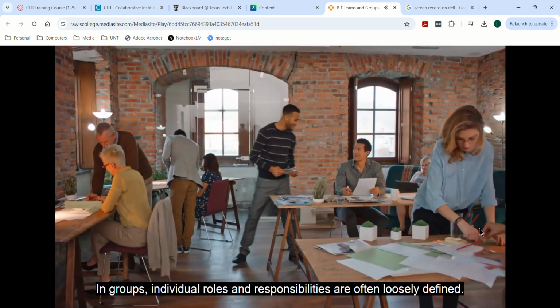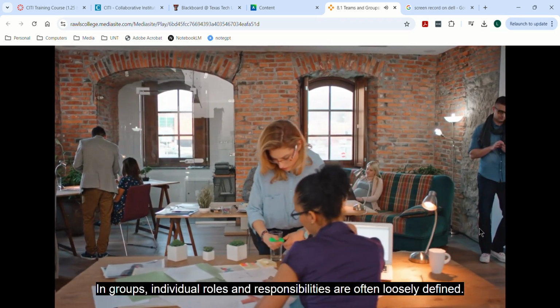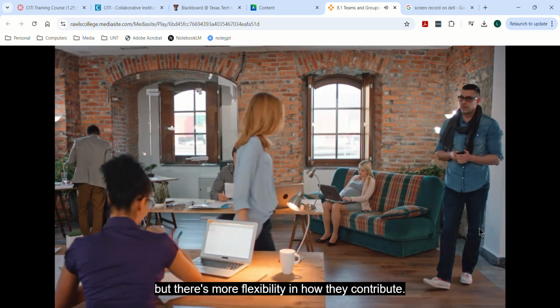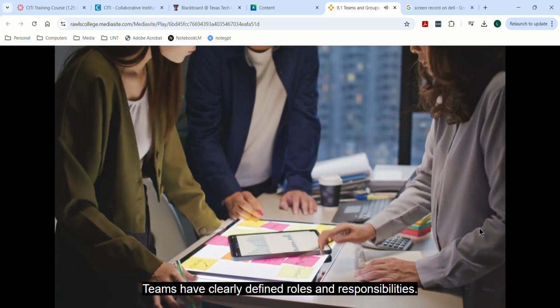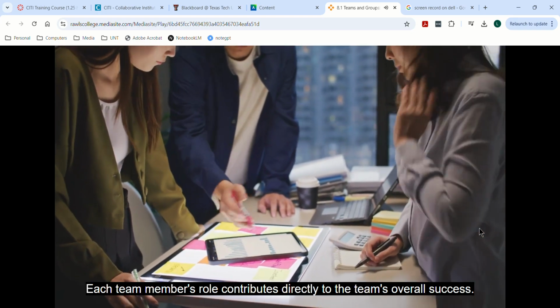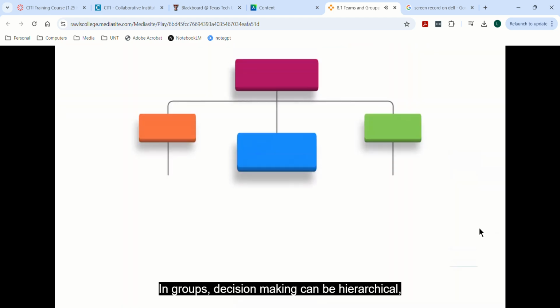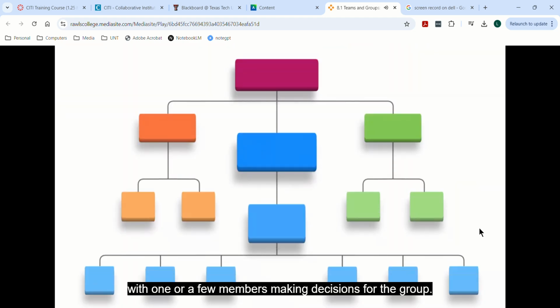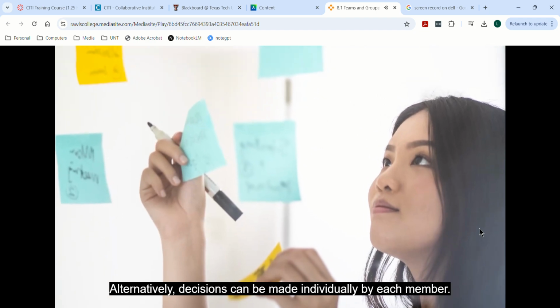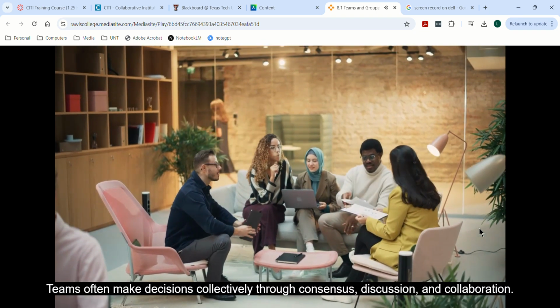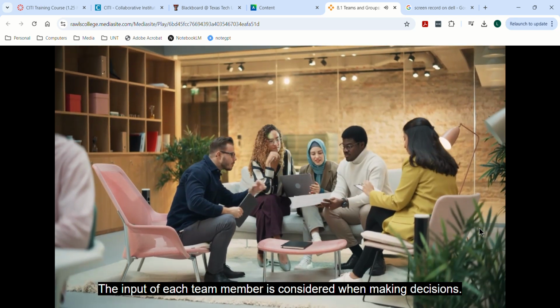In groups, individual roles and responsibilities are often loosely defined. Members may have specific functions, but there's more flexibility in how they contribute. Teams have clearly defined roles and responsibilities. Each team member's role contributes directly to the team's overall success. Other differences exist with respect to decision-making. In groups, decision-making can be hierarchical, with one or a few members making decisions for the group. Alternatively, decisions can be made individually by each member. Teams often make decisions collectively through consensus, discussion, and collaboration. The input of each team member is considered when making decisions.